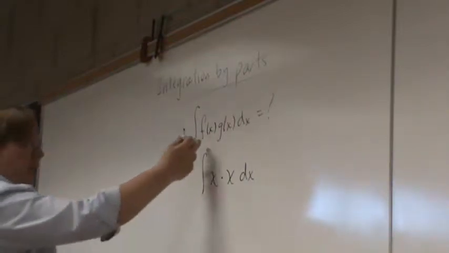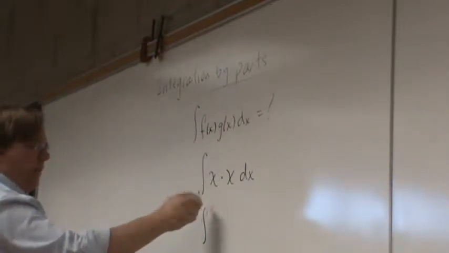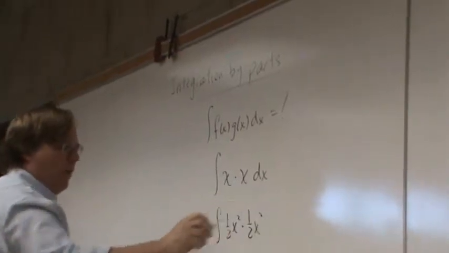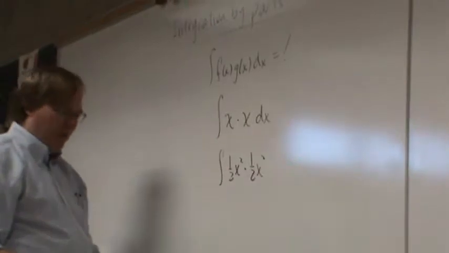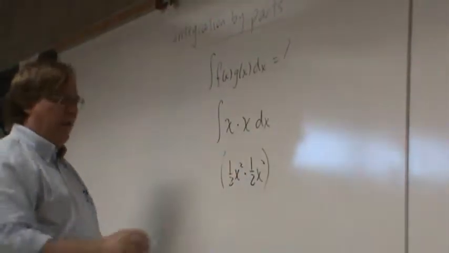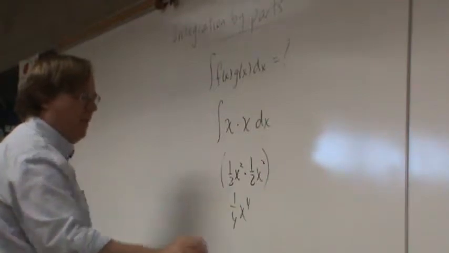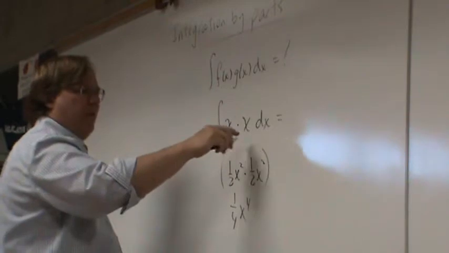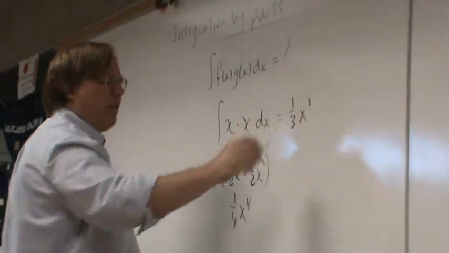Well, you'd think, can't I just take the antiderivative of that guy and the antiderivative of that guy and multiply them together? You know what I mean? Like, can't I just do that? And the answer is no way. Because the antiderivative of x squared isn't 1/4 x to the fourth. The antiderivative of x squared is 1/3 x to the third.